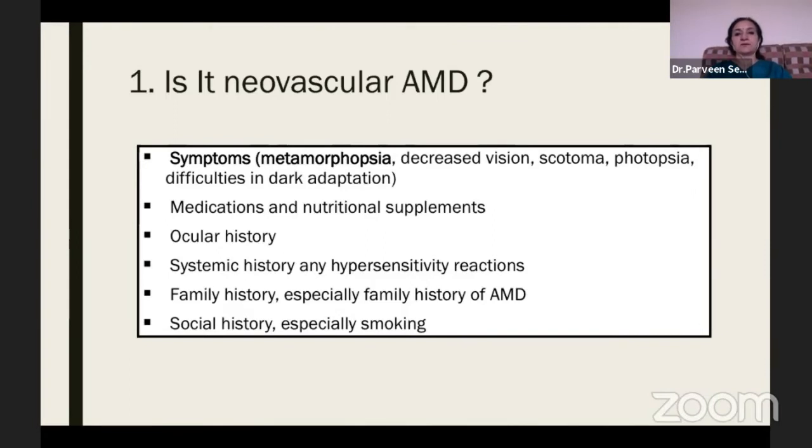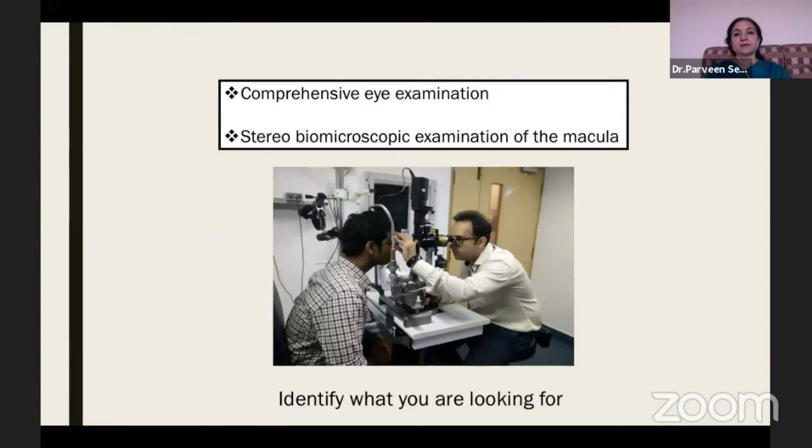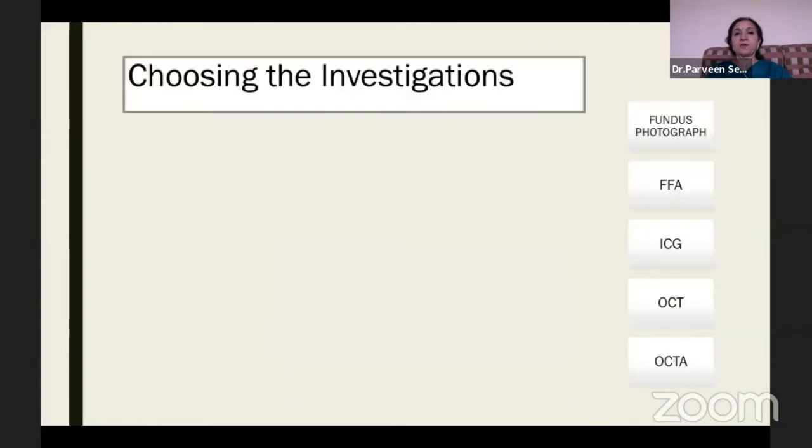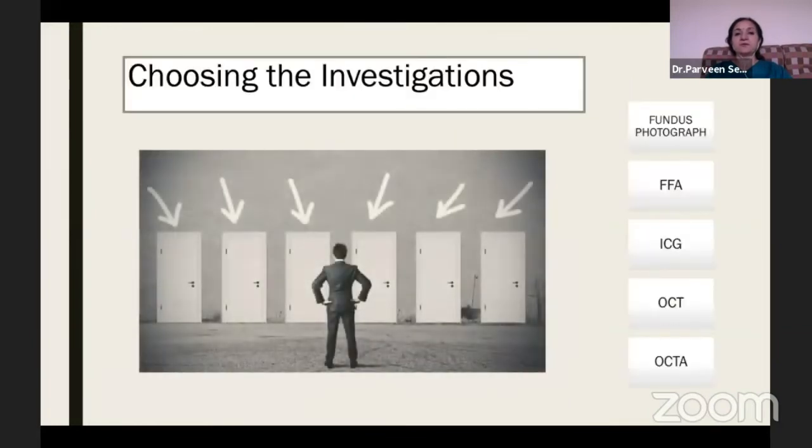In addition to it, family history and systemic history will also be useful, so it is best to elicit them at this point of time. A comprehensive eye examination at the first visit is a must. A stereo biomicroscopic examination can help you identify what you are looking at, and probably it will give you some idea as to which investigation we would like to do. And Dr. Drais has already mentioned the whole long list of investigations which is available for these patients. But after your examination, you can choose which one will be most apt. You may not always need to do all of them.